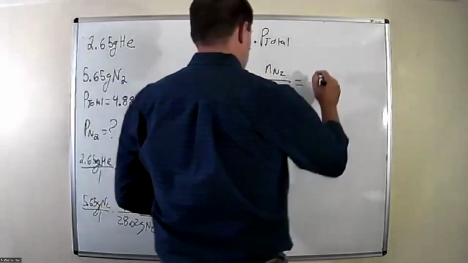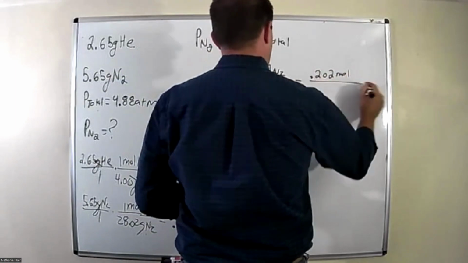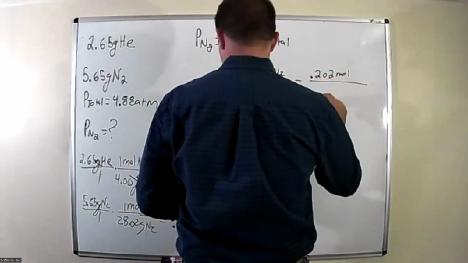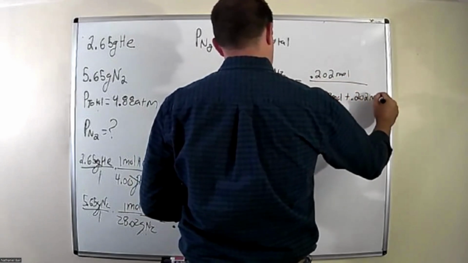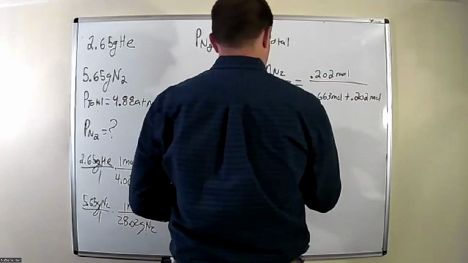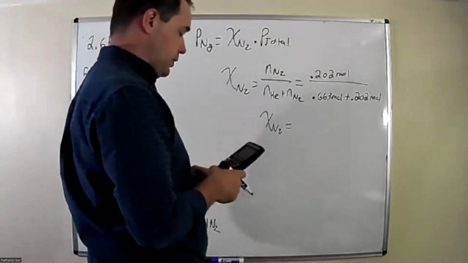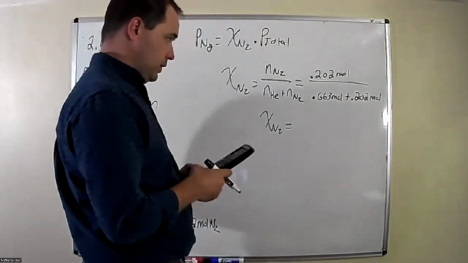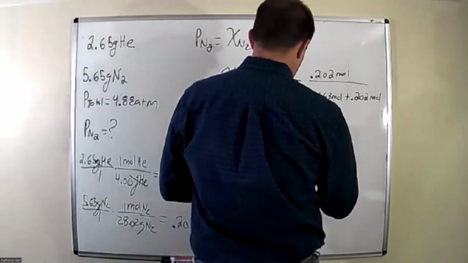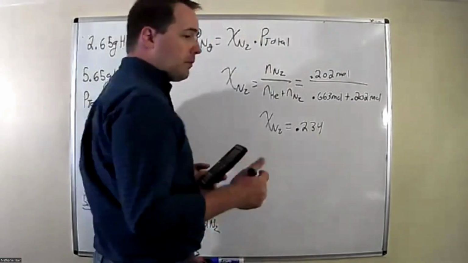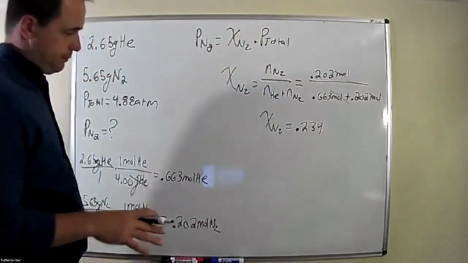So our mole fraction is going to be 0.202 moles, divided by 0.663 moles plus 0.202 moles. So 0.202 divided by the quantity 0.663 plus 0.202. And we get 0.234. Now, it is a unitless number. Moles divided by moles is no unit. The mole fraction has no unit.